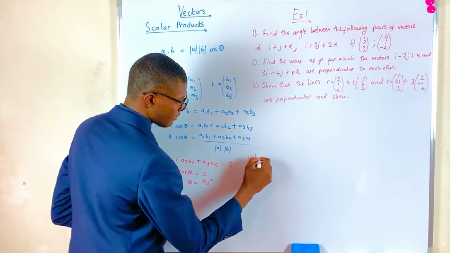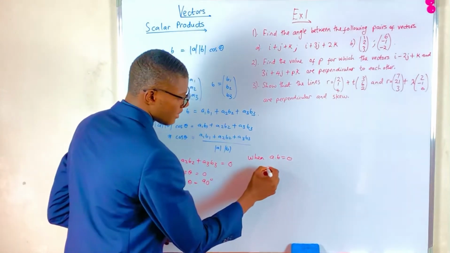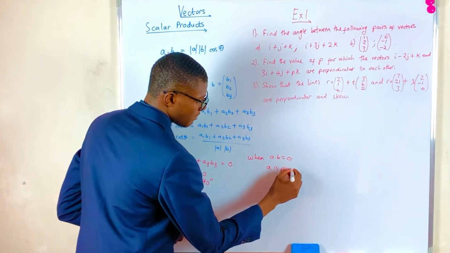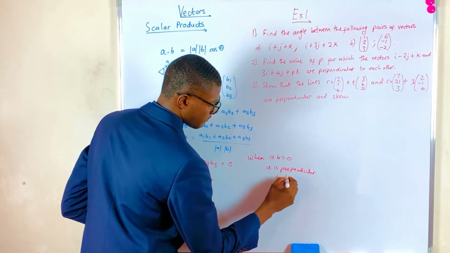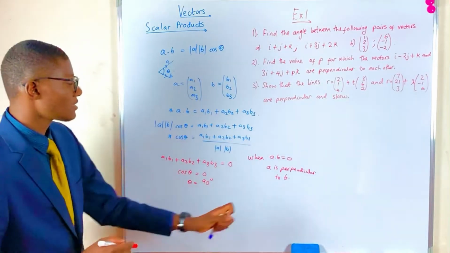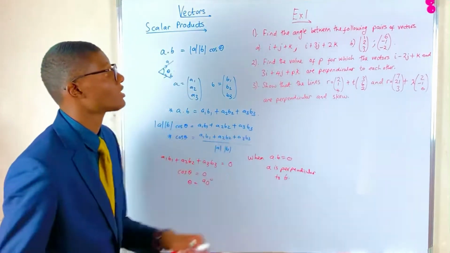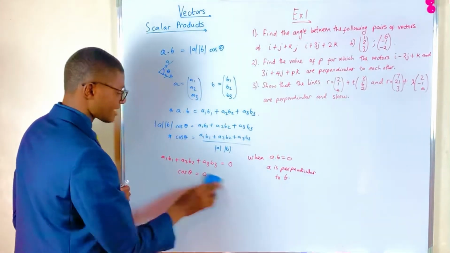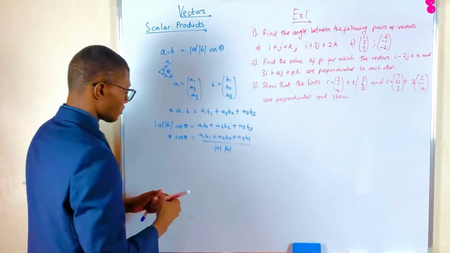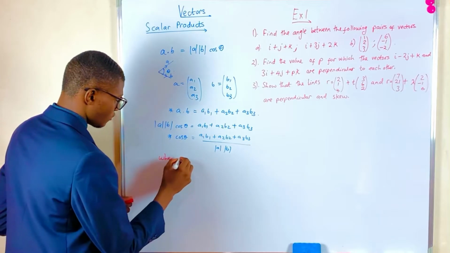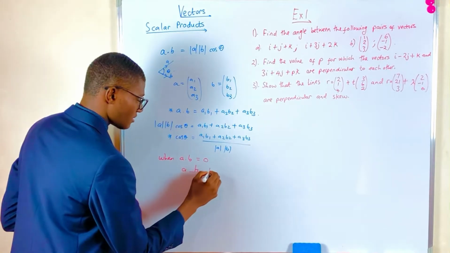So when A dot B is equal to 0, then A is perpendicular to B. This is a very important result and we shall use it. Now let's jump in to look at the questions. Allow me to erase just the last part. Let me rewrite it here: when A dot B is equal to 0, we're saying A is perpendicular to B.